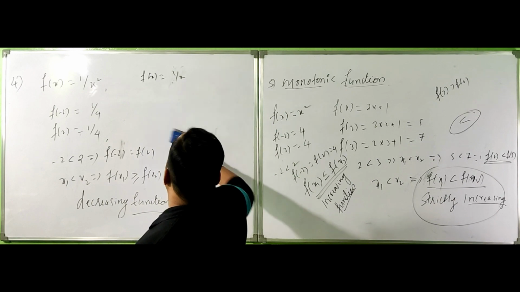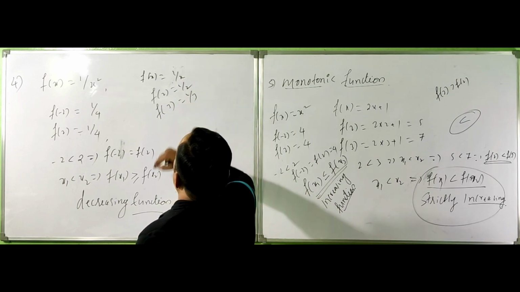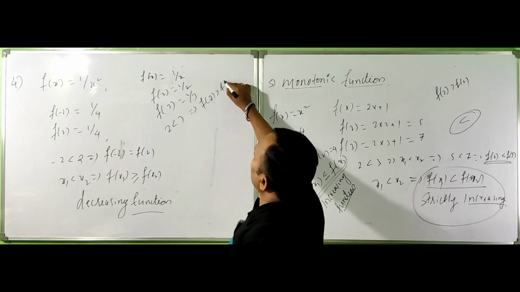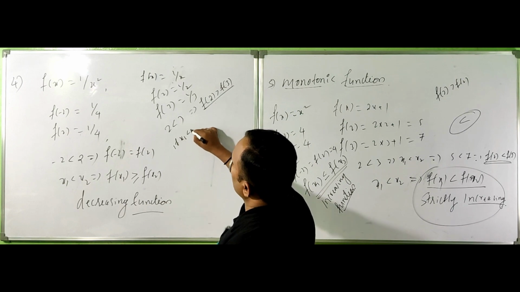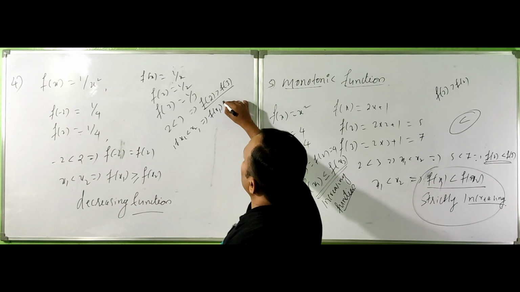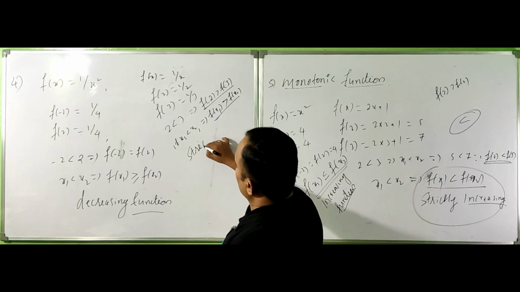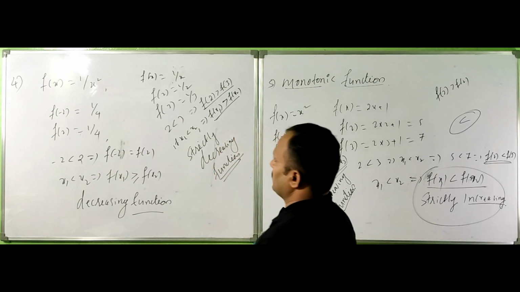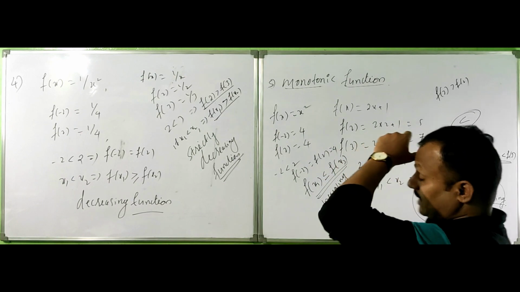So, consider this one. f of 2 is equal to 1 by 2, f of 3 is equal to 1 by 3. 2 is less than 3, this implies that f of 2 is greater than f of 3. Reciprocal function. If x1 is less than x2, this implies that f of x1 is greater than f of x2, then this is called strictly decreasing function. Very important, monotonic functions are two: decreasing function and increasing function. Strictly increasing, strictly decreasing, depends on the sign.